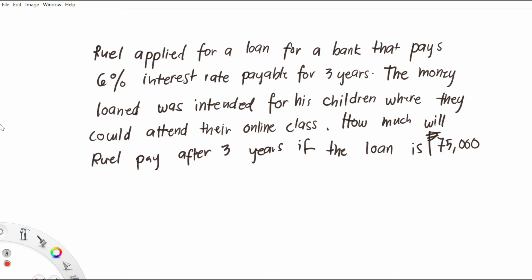So we have another problem that states: Ruel applied for a loan from a bank that charges a 6% interest rate, payable for 3 years. The loan was intended for his children so they could attend their online class. How much will Ruel pay after 3 years if the loan is 75,000 pesos? As usual, we write the given values first.